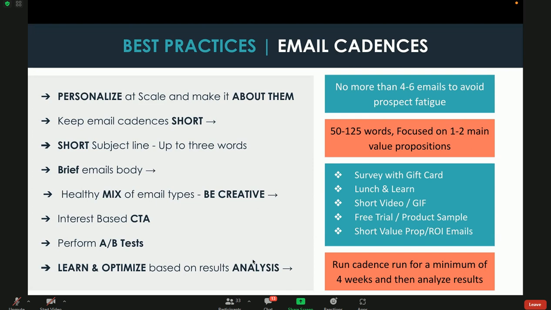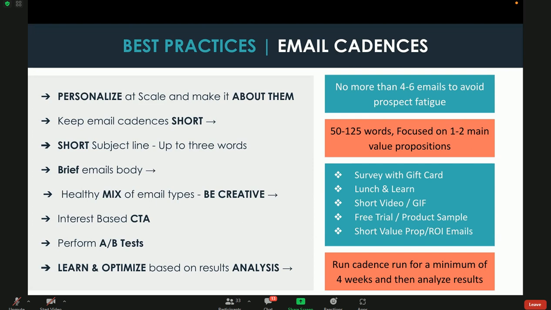Let's talk about CTAs, okay? Call to actions. The vast majority of those people that we reach out to get a lot of emails that are just asking for a meeting or demo, right? Research shows that interest-based call to actions, which are essentially asking for interest, okay? Are you interested in learning more about X? Does this make sense to explore more? Is this something that is top of mind for you?